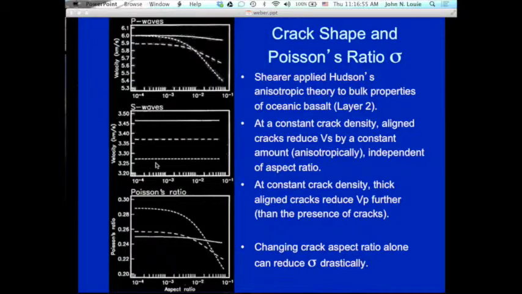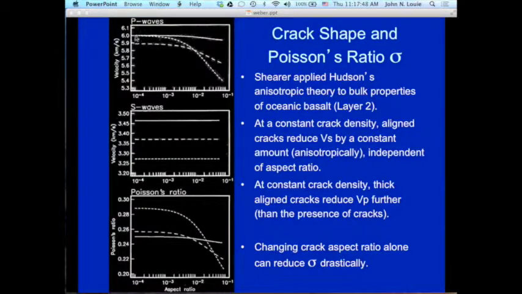Okay. So here are crack aspect ratios. 10 to the minus 4 means that the crack is 10,000 times thinner than it is wide, right? So imagine a kind of ellipsoidal crack. And here, on the right side of the diagram, the crack is one-tenth as thick as it is wide. So we're getting towards a vug, right? A vug would be 1:1, 10^0.